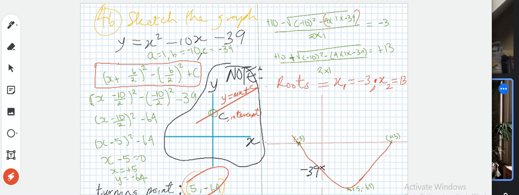We've located that. The next thing we need to do is to find the roots. The roots are where it actually cuts the x-axis. Do you understand? So you will now solve this quadratic equation as if it was x squared minus 10x minus 39 equals 0.